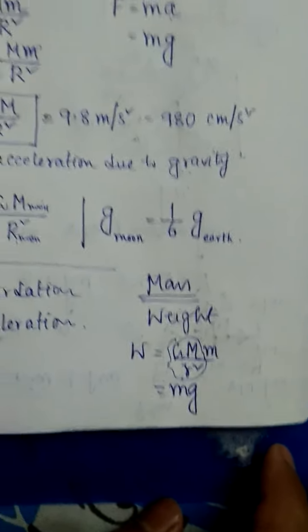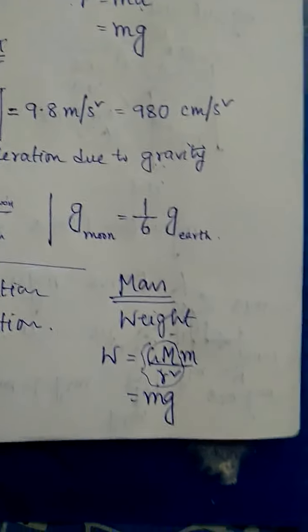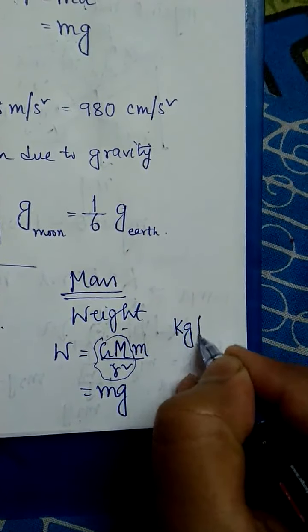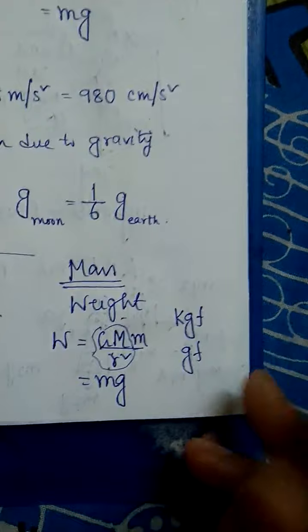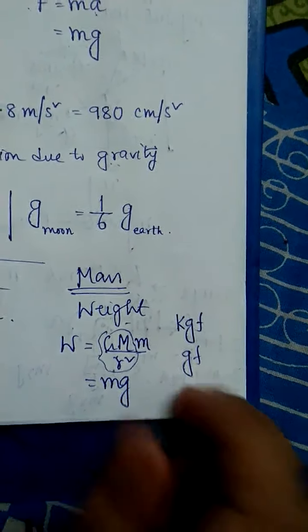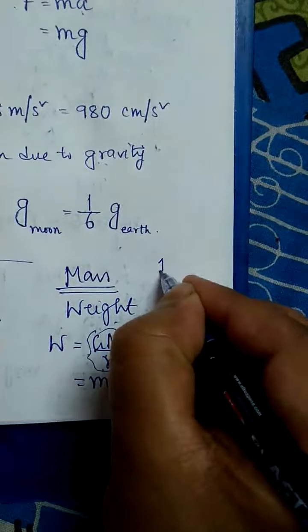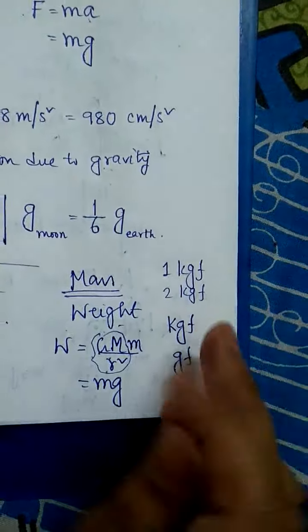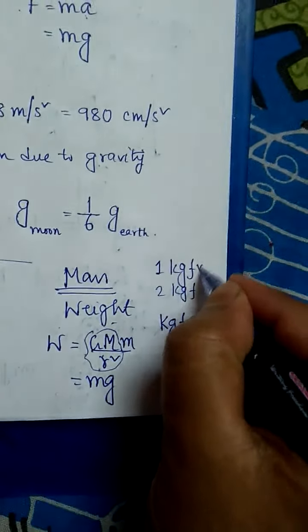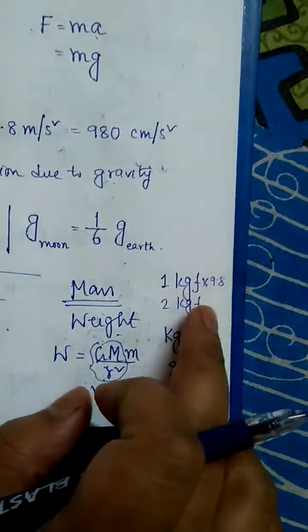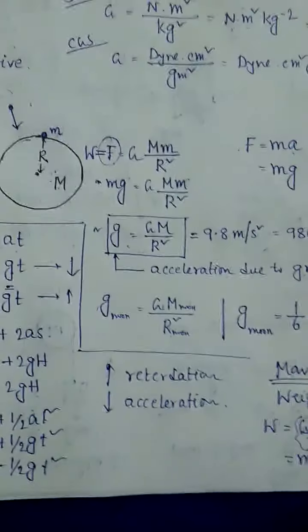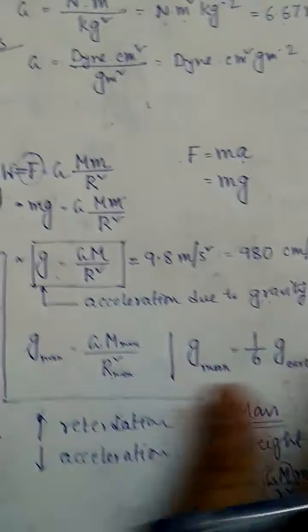So one thing you have to read: what is the unit of force? We know the unit of force is Newton, but what is the gravitational unit of force? The gravitational unit of force is kgf, or gram force, gf. The force on a 1 kg object is 1 kgf, the force on a 2 kg object is 2 kgf. To convert to Newton, you have to multiply by 9.8 or 980 according to the unit system you are following.